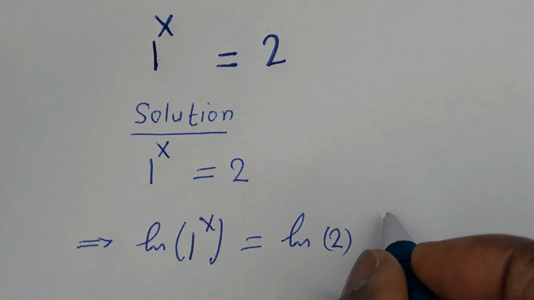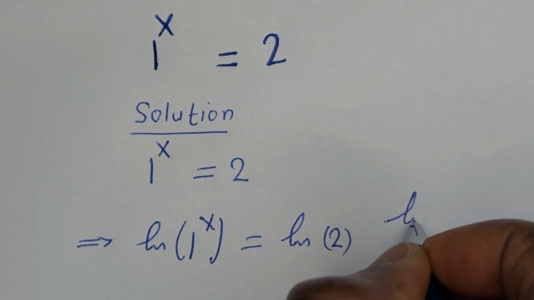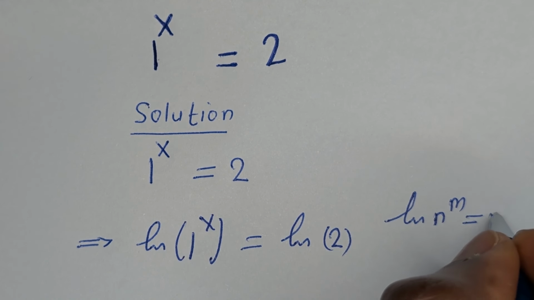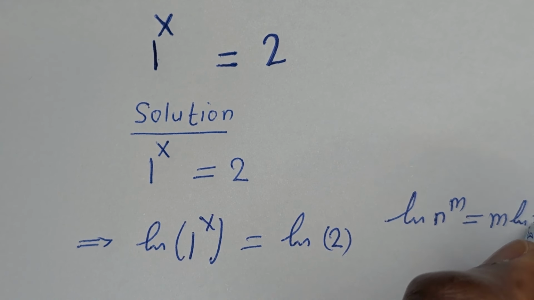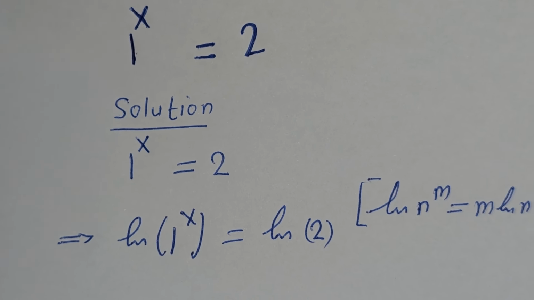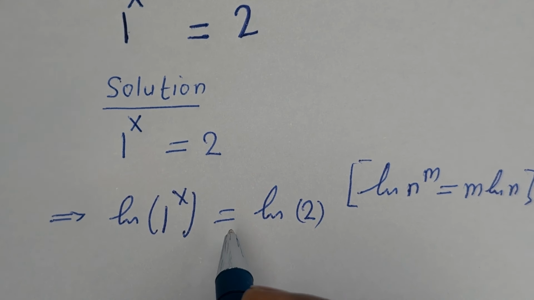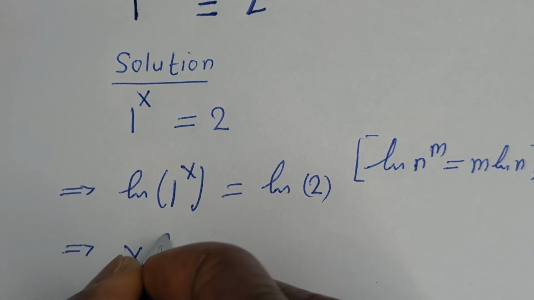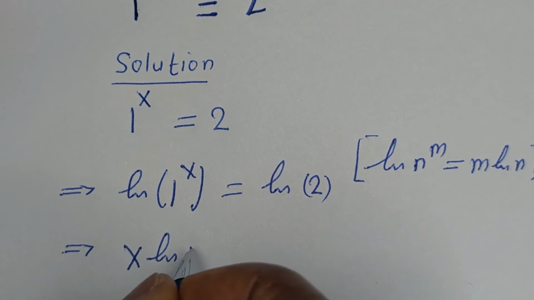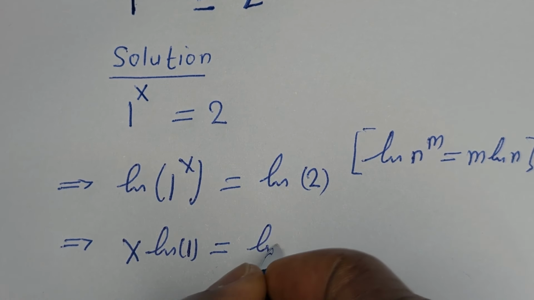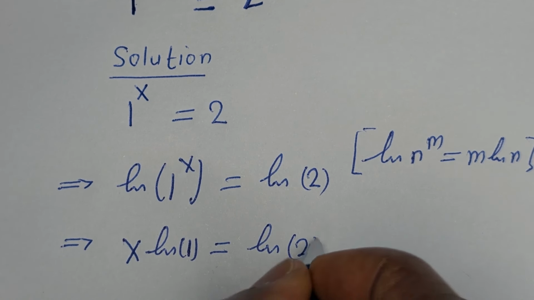Now take note of this: if you have natural log of n raised to power m, this is equal to m natural log of n. This can be written as s natural log of 1 is equal to natural log of 2.